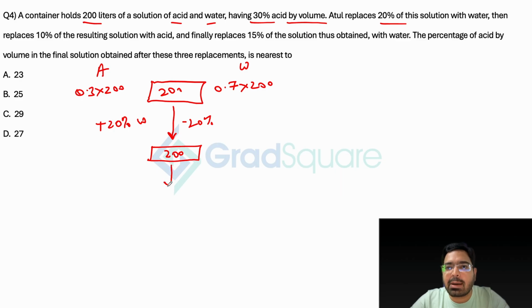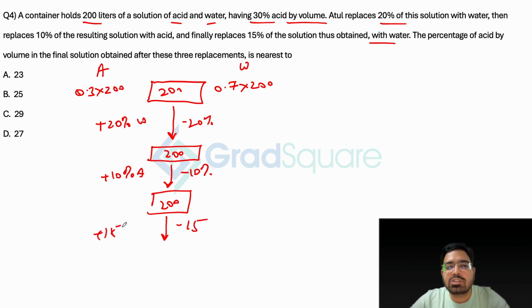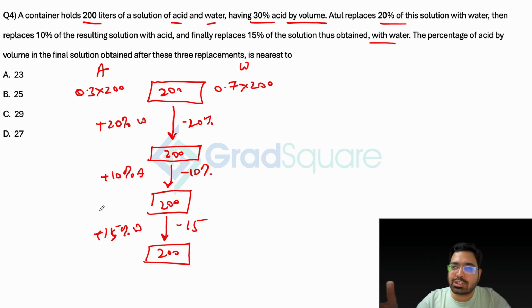Now beyond this, what happens? 10 percent of the solution is removed and acid is added to this, which is again the quantity remains the same, that 10 percent of acid has been added. So this becomes 200 liters again, and from this you are removing 15 percent of the solution and replacing with water. So 15 percent of water has been added to this. That's the whole idea, and now you have 200 liters of solution. The percentage of acid by volume in the final solution obtained after these three replacements is nearest to what percentage?